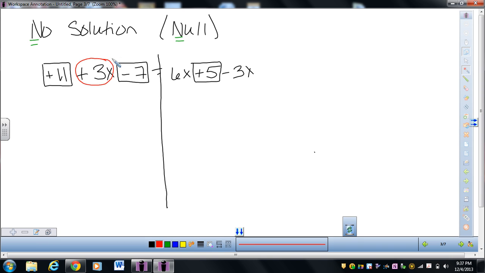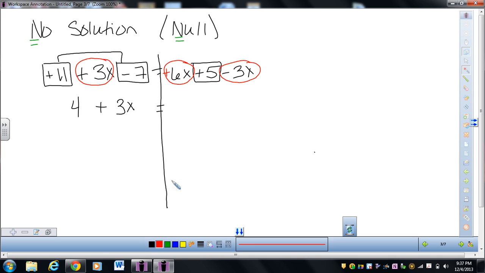So we've got that positive 3x there. We've got that 6x there that we know is positive because it has no sign. And we've got a negative 3x there. Okay? Well, I know first that I can combine these two boxes on this side. So if I combine a positive 11 and a negative 7, I'm going to get a positive 4. I didn't do anything with that 3x, so I'm going to keep that the same.